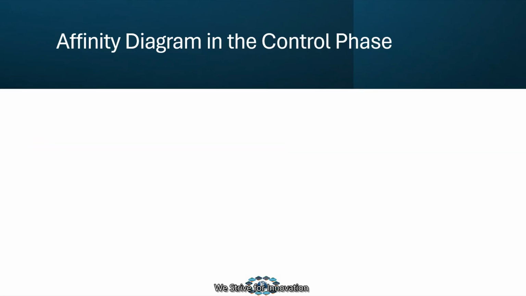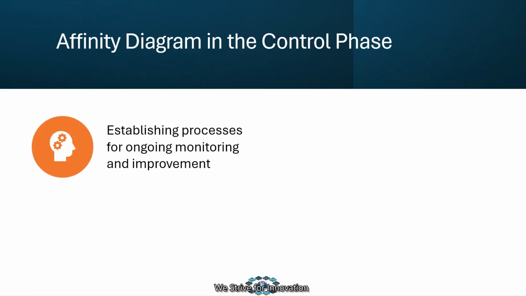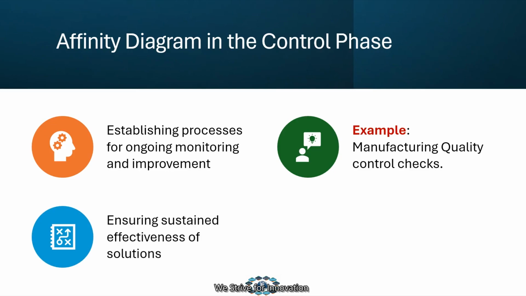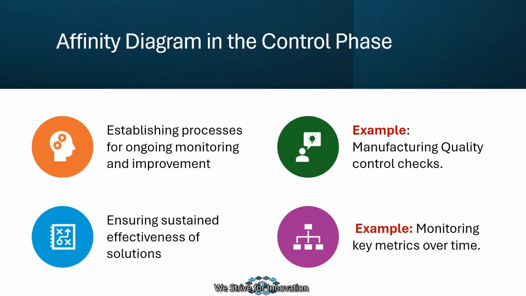Then in the control phase, you will establish processes for ongoing monitoring and improvement. For example, in a manufacturing context, the team may establish regular quality control checks to ensure continued adherence to production standards. Then you will ensure sustained effectiveness of solutions by monitoring key metrics. Over time, the team can assess the effectiveness of implemented solutions and make adjustments as needed.